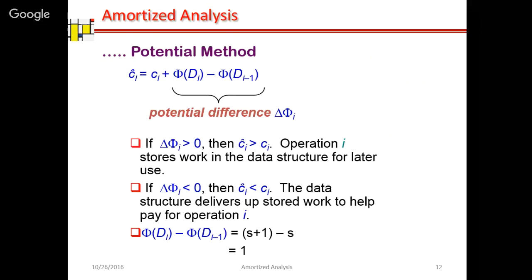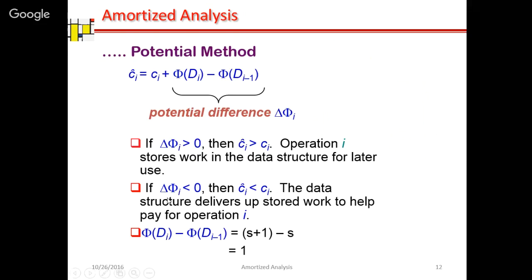So we already saw this formula, and therefore the computation at this point, we call it the potential difference between the structure at that operation minus the initial structure. So if the difference is greater than 0, then that means that the amortized cost is greater than the actual cost, and therefore the operation i stores work in the data structure for later use, so that additional credit will be stored for later work in the structure.